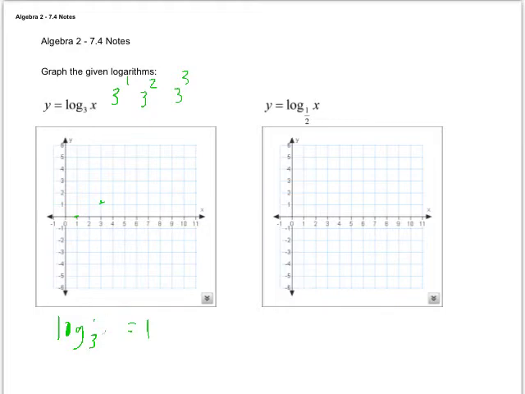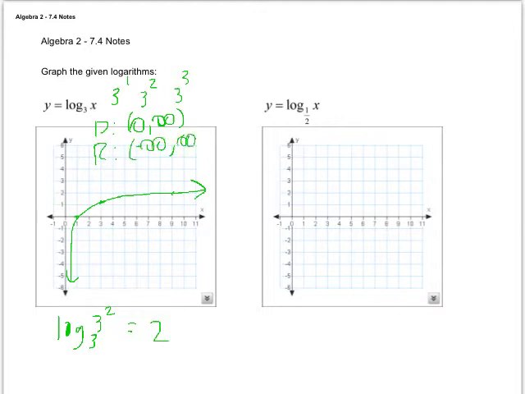And then I'm going to let x equal 3 squared, which is 9. So when I put 3 squared in for x, I get 2. So all the way out here at 9, I get 2. So my graph is going to look something like this. The domain for this graph is going to go from 0 to infinity. The range is going to go from negative infinity to positive infinity.